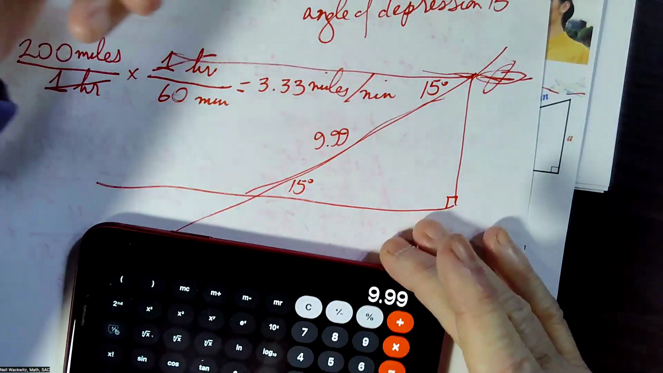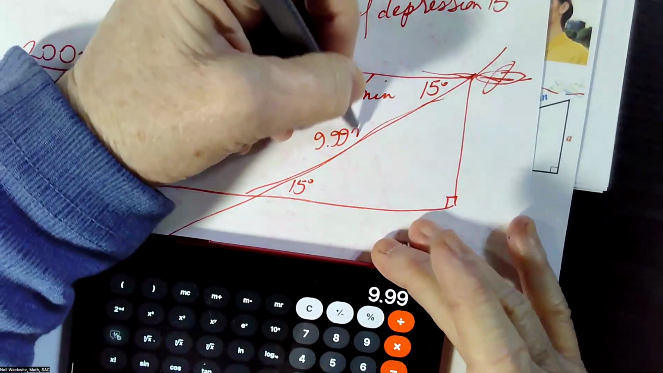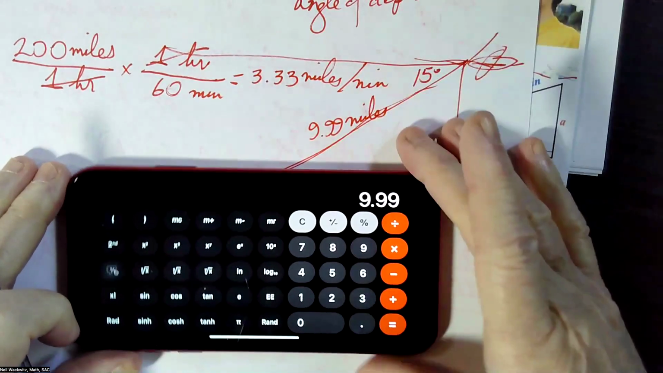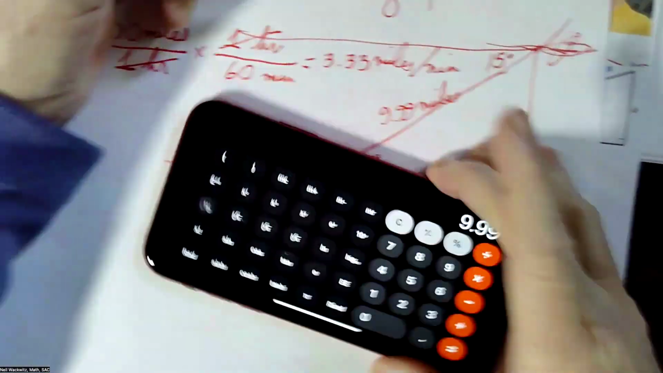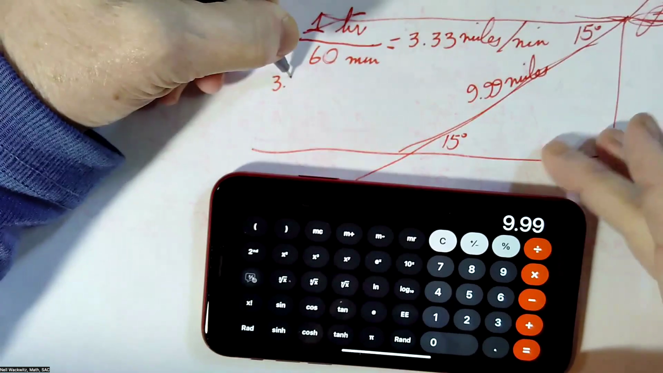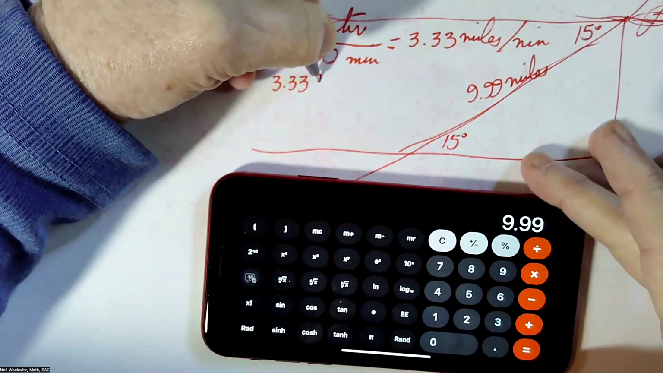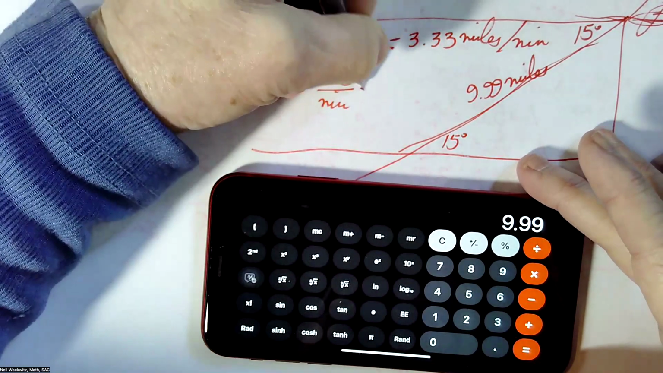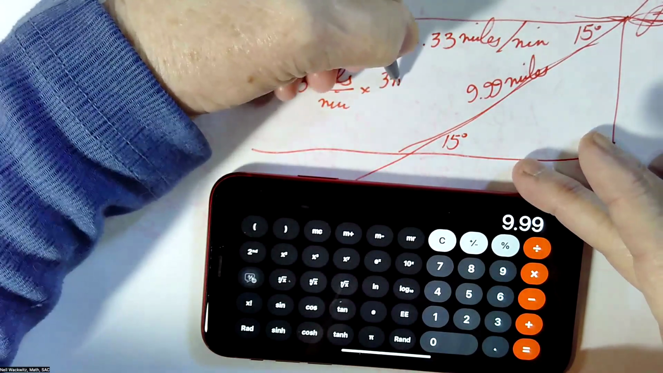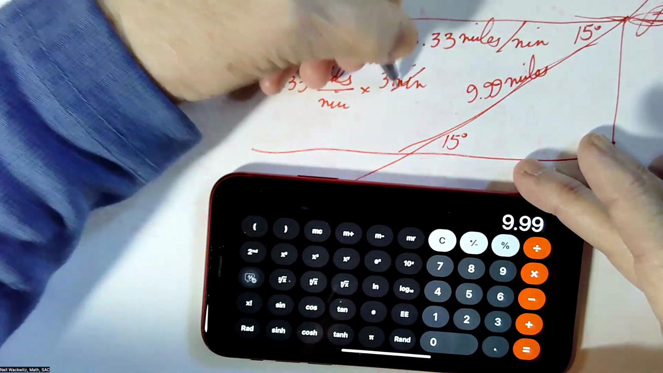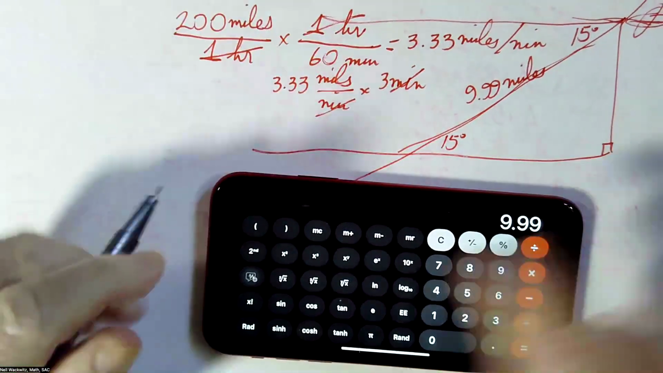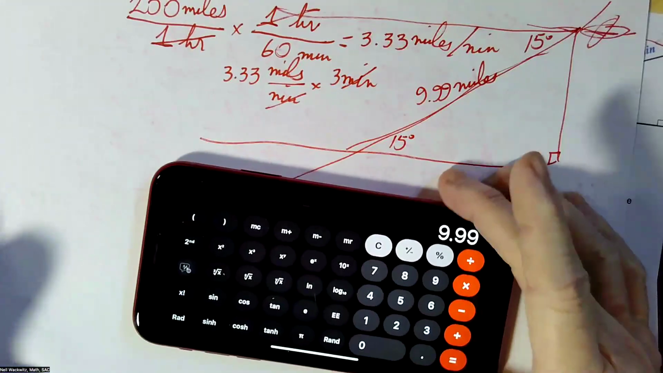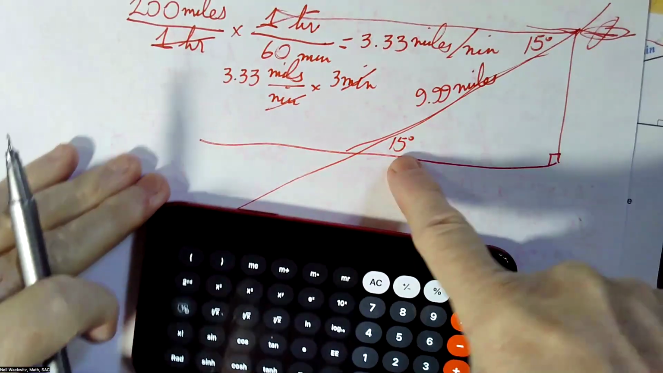And it's miles, because we multiplied by minutes, so the minutes are gone. It's like 3.33 miles per minute, and we multiply by 3 minutes. So the minutes divided out, and we're just left with 9.99 miles. Oh, groovy. So let's see.